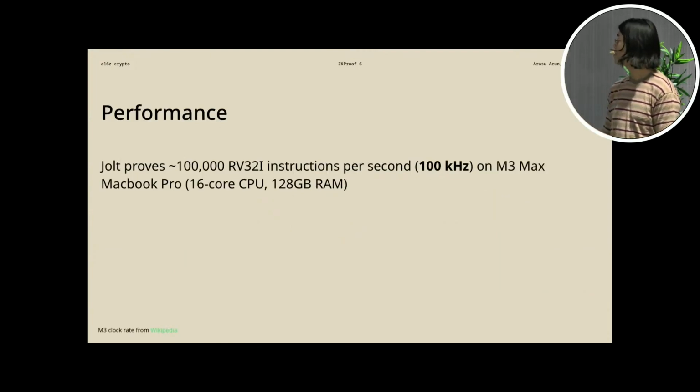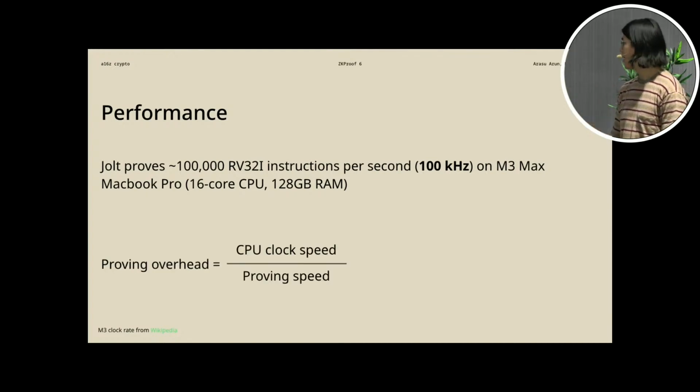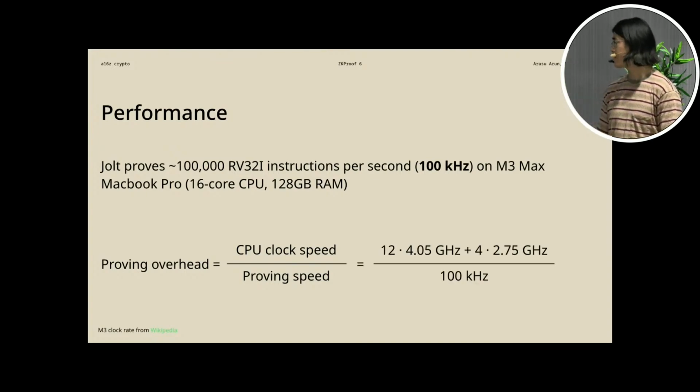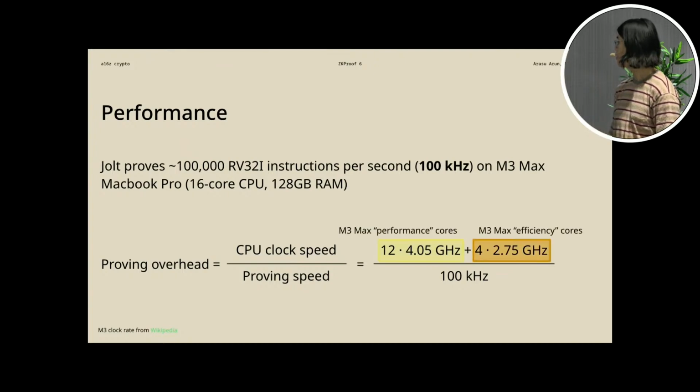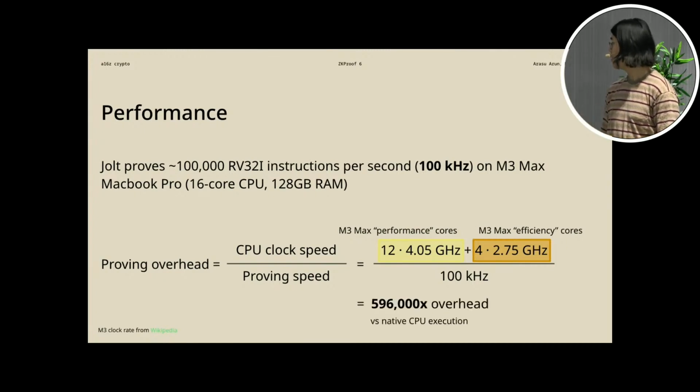In terms of performance, the Jolt prover today currently proves 100,000 RV32I instructions per second, so 100 kilohertz on an M3 Max MacBook Pro. And from that, we can compute an estimate of the proving overhead. That can be written as the CPU clock speed divided by the proving speed. The M3 has 12 quote-unquote performance cores and 4 efficiency cores, and with those reported clock speeds divided by 100 kilohertz, that gives roughly a 600,000x overhead versus native CPU execution.